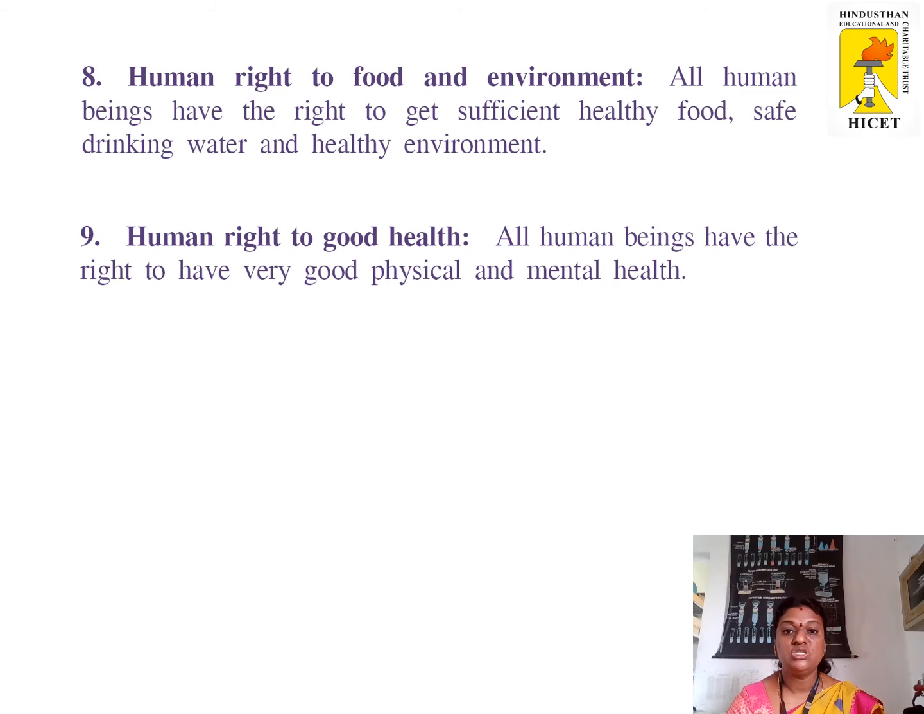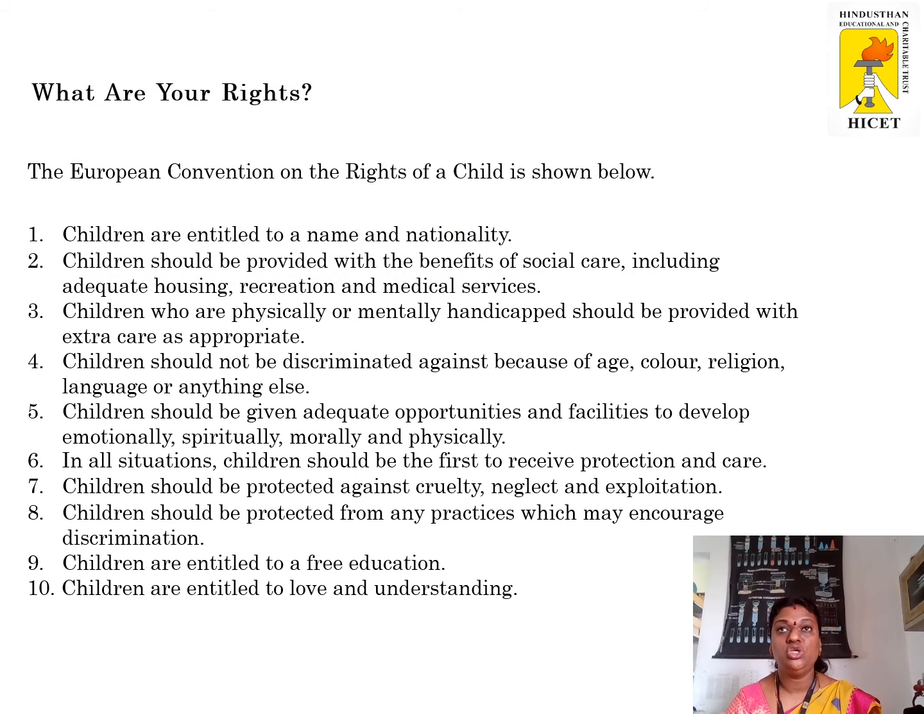Eighth one, human rights to food and environment. All human beings have the right to get sufficient healthy food, safe drinking water and a healthy environment. Ninth one, human right to good health. All human beings have the right to have very good physical and mental health. So these are the human rights given by the Universal Declaration for our Indian human beings.